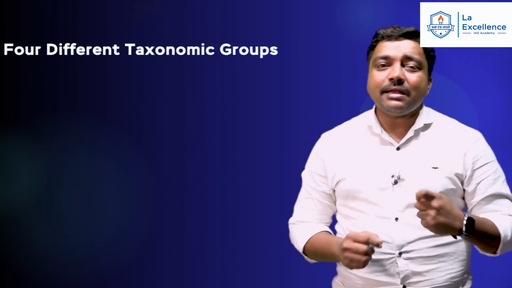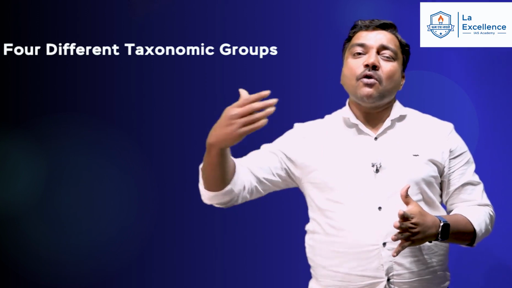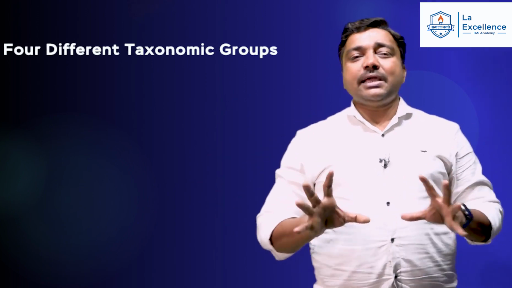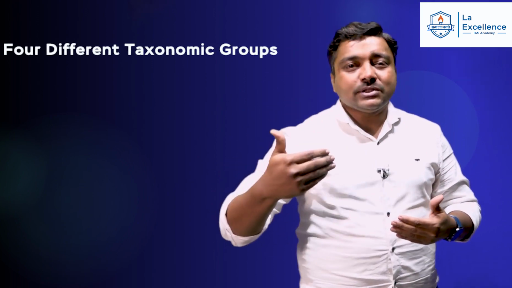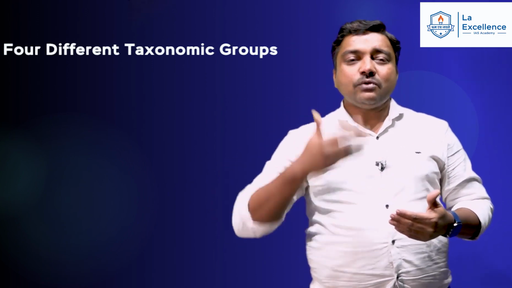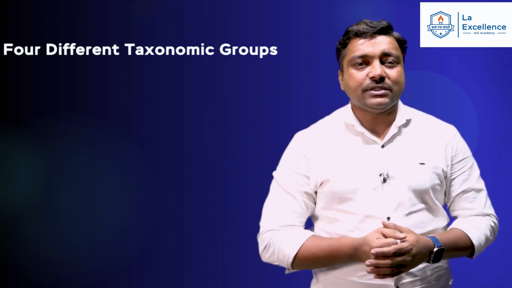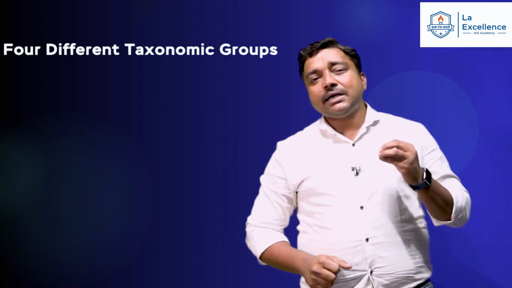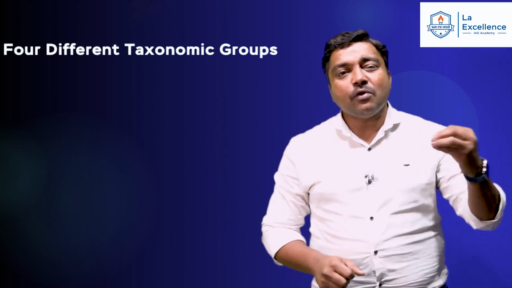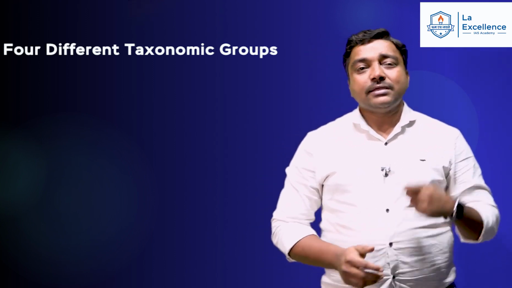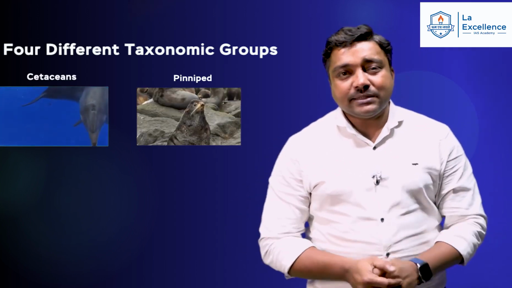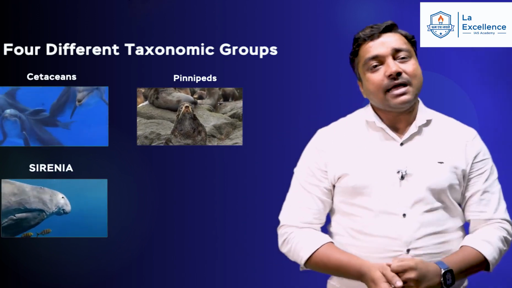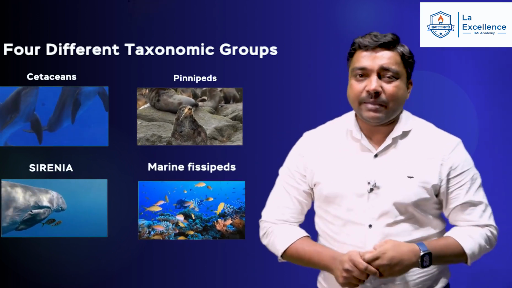Okay, these marine mammals have been divided into four different groups. These groups are very important because in the UPSC exam they may ask you which among the following mammals belongs to this group, so it will be helpful for eliminating options. Fine, so now let us understand the four types of marine mammals we have. The first one is cetaceans, the next one is pinnipeds, the third one is sirenians, and the last one is marine fissipeds.